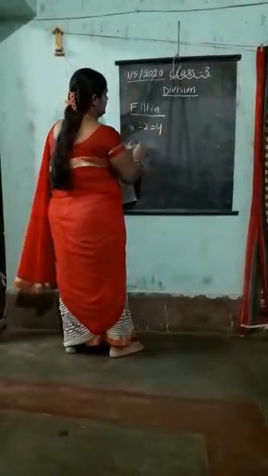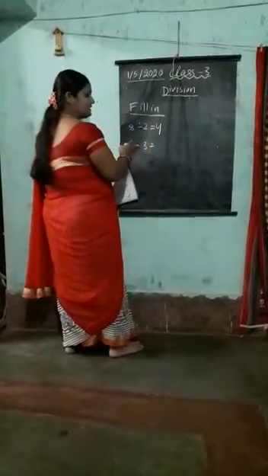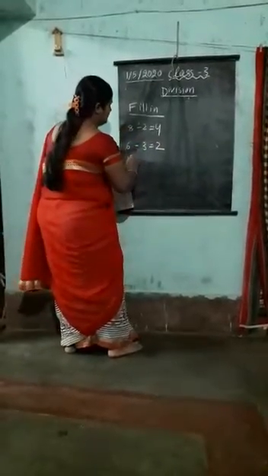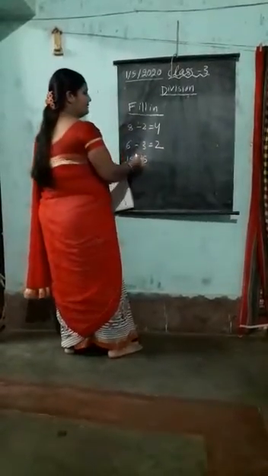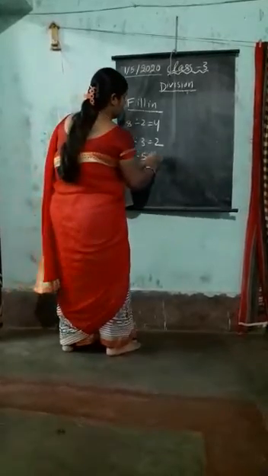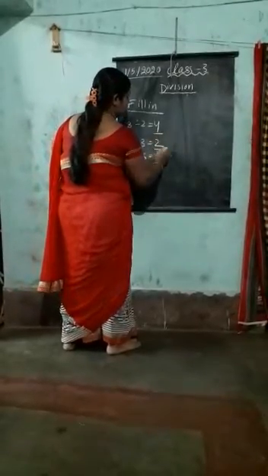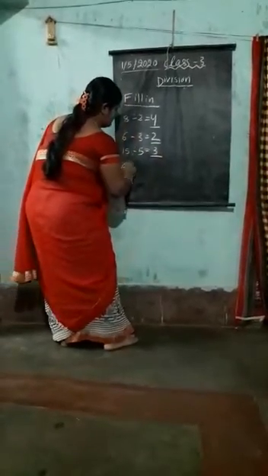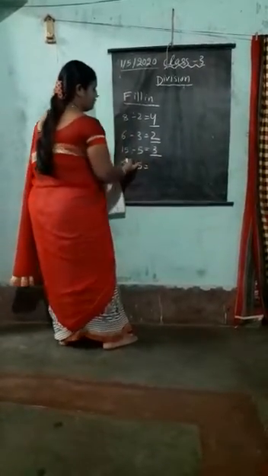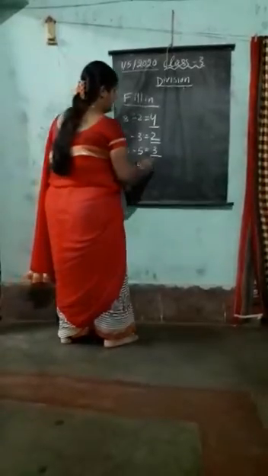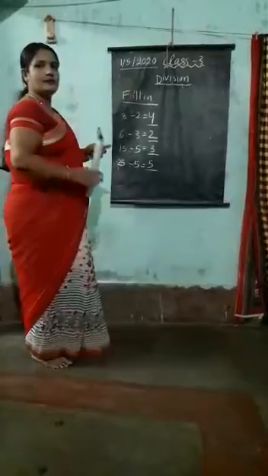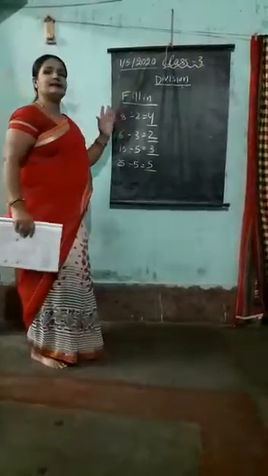Like that, 6 divided by 3. 3 multiplied by what is 6? 3 2s are 6. Like that, 15 divided by 5. 5 multiplied by what is 15? That we have to write here. So this is fill in. So 5 3s are 15. 25 divided by 5: 5 multiplied by what is 25? 5 multiplied by 5 is equal to 25. So I hope you understood what fill in division is.